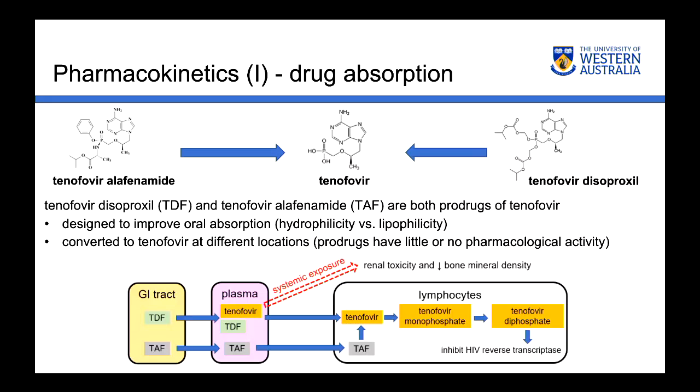These prodrugs have little or no pharmacological activities. So they need to be converted to an active drug in our body to display therapeutic effects. Now, what's unique about this drug is the one in the middle, tenofovir itself, is not yet an active drug, because the drug needs to be phosphorylated twice so that it can be incorporated into the elongating DNA sequence to inhibit the synthesis of DNA. But I won't go into that in much detail.